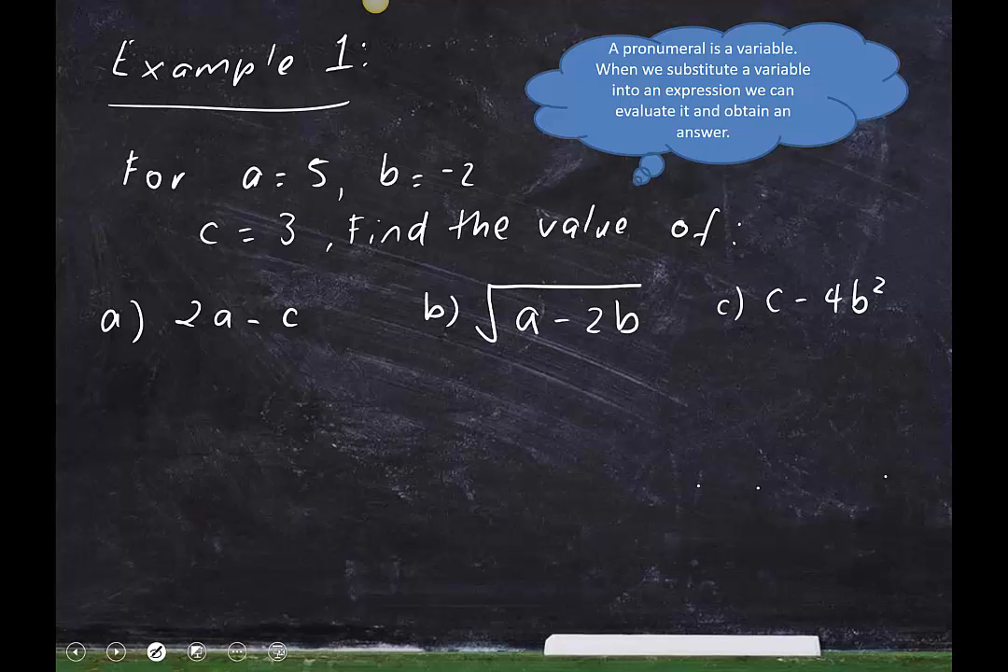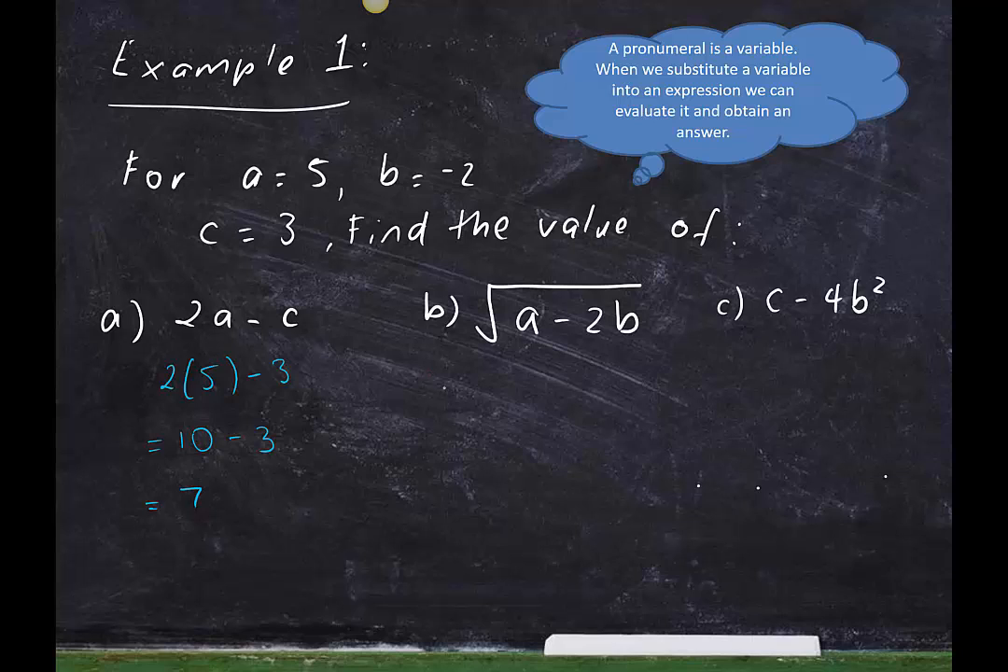So let's go. Okay, so a is equal to 5, b is equal to -2, and c is equal to 3. So we have to find the value of each of these expressions. So with a, it is 2 times 5. So notice I've just put that in a bracket, minus 3. So 2 times 5 is 10, take away 3. 10 take away 3 is 7.